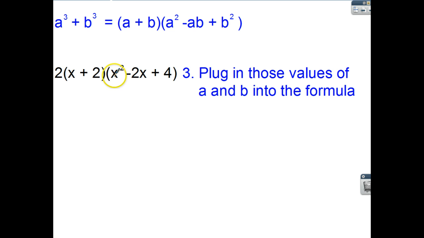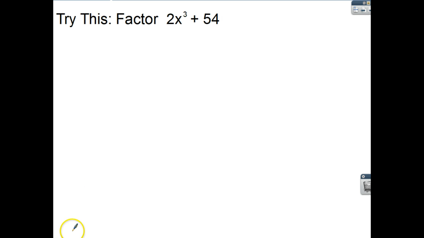It's a squared, so it's x squared. It's always minus. The formula takes care of the signs. And it's a times b, or 2 times x. And then it's always plus, and then b squared is 2 squared, or 4. And that's your answer. Don't forget the 2 that you took out at the beginning. That's got to be part of your answer. Go ahead and try this one.